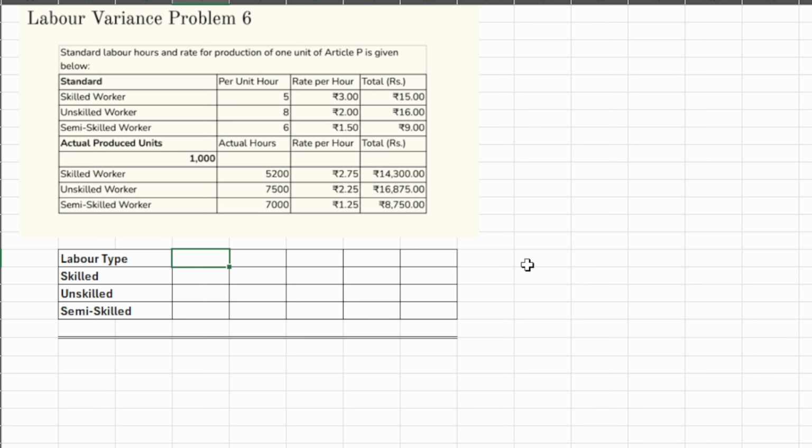So I will start recording the data. I need the data in the same order. First is standard hour, standard rate, actual hour, and actual rate. Now I will start capturing the data.